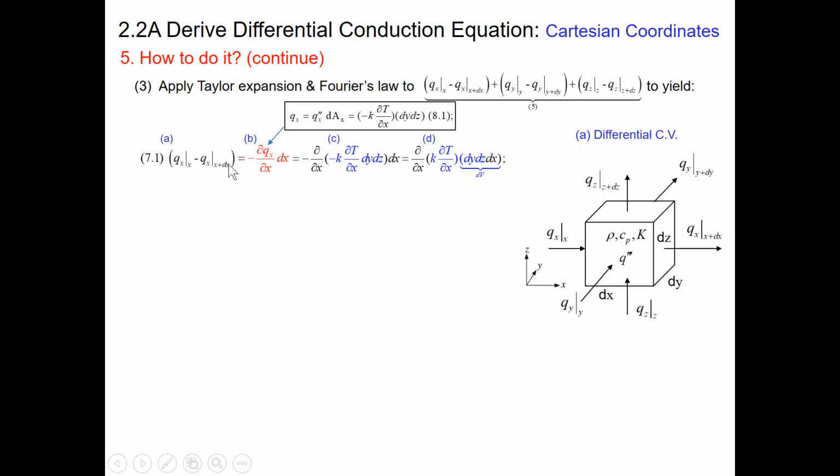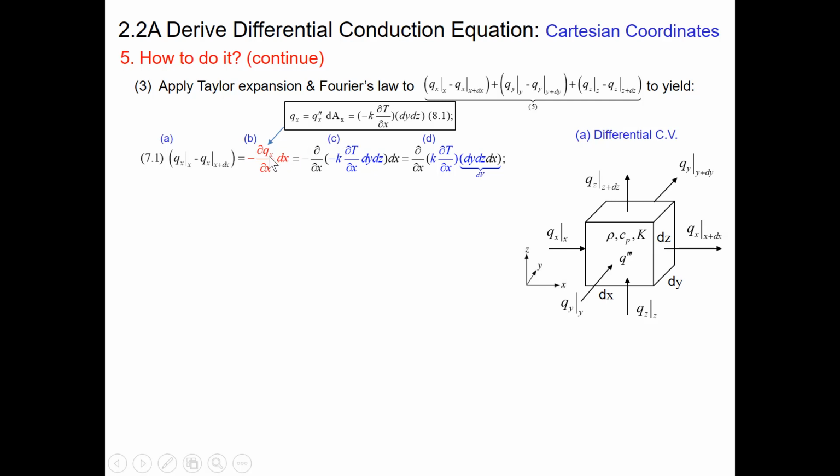In x direction, A, the conduction heat rate difference in location x and location x plus dx is represented by its derivative using Taylor series expansion. B, the heat rate Q sub x is the product of heat flux and surface area, where the heat flux is represented by the Fourier's law. The surface area dAx is perpendicular to the Qx, which is dy times dz.